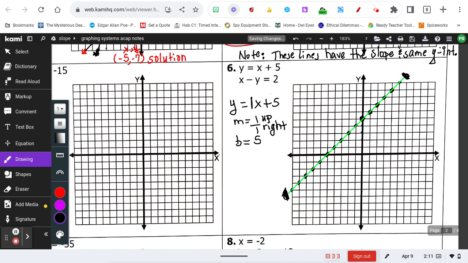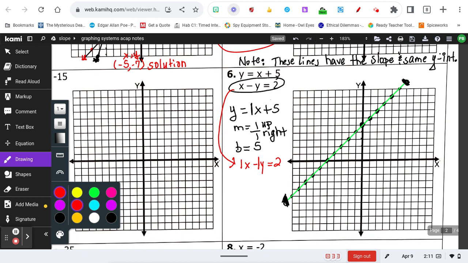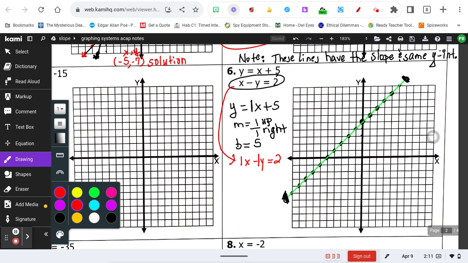And then I'm going to work on this other equation, this one. We'll work on it right here. All right, 1x minus y equals to 2. Because that y is negative, I'm going to go ahead and put an imaginary 1 there because that's negative 1. If that y had been a positive y, I didn't have to put it. But because it's negative, I definitely want to put it.